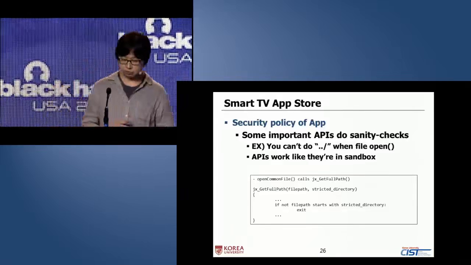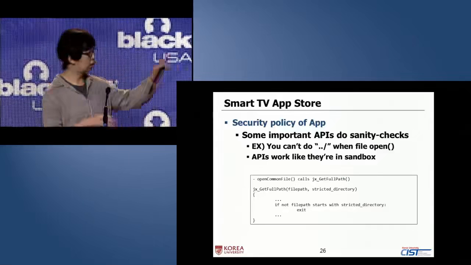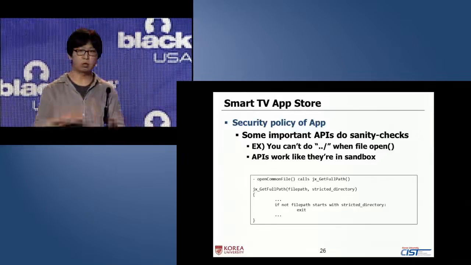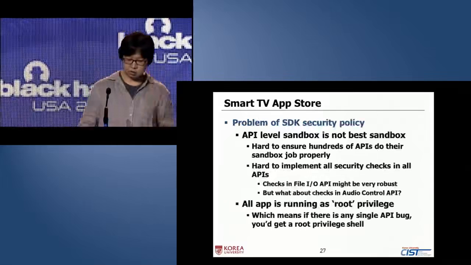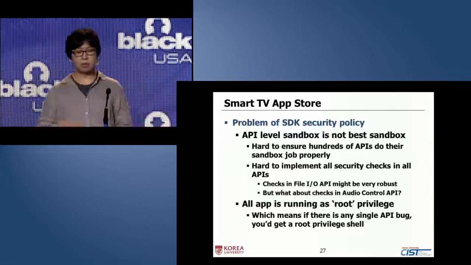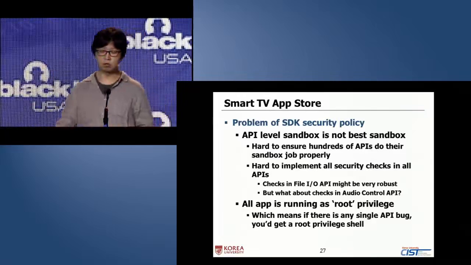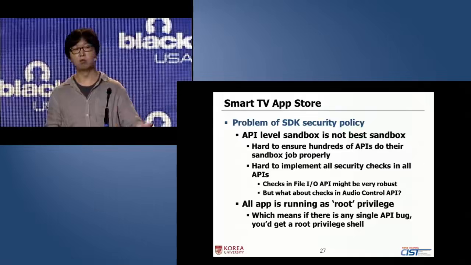So first, basically most of the APIs do sanity checks. You see this function. When you try to do directory traversal, it checks it. That is very simple, by the way. So the problem is that they don't have a sandbox. So if there's any vulnerable API, it's all gone, because every application is running with root privilege. So if there's any single API bug, you would get root privilege on the box.